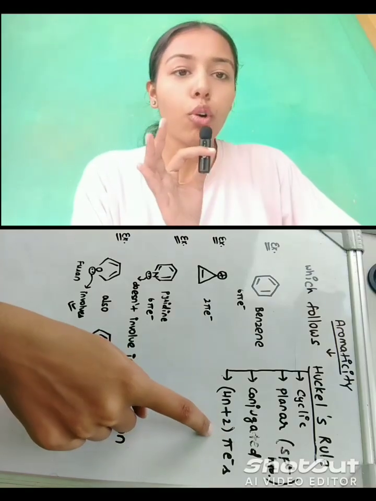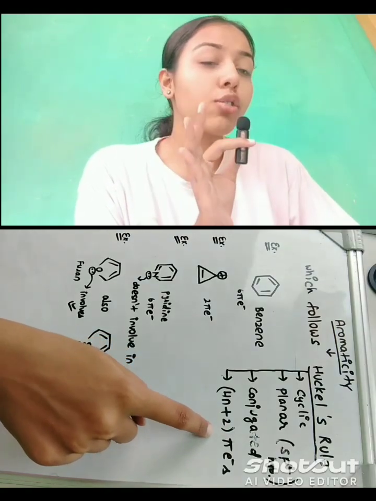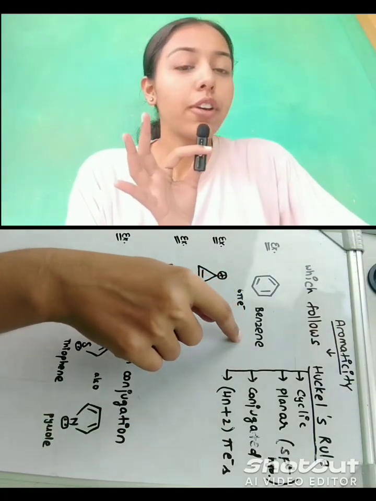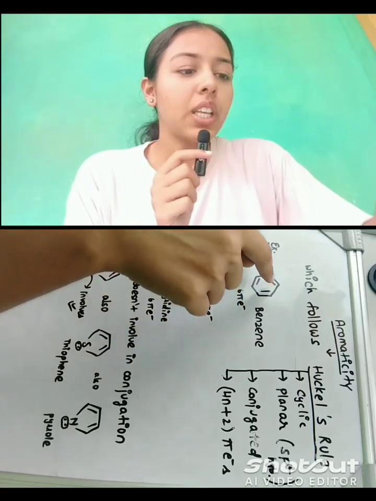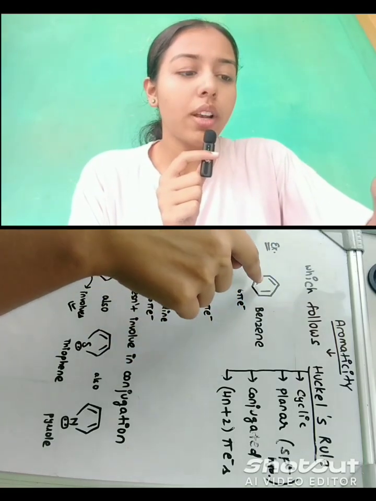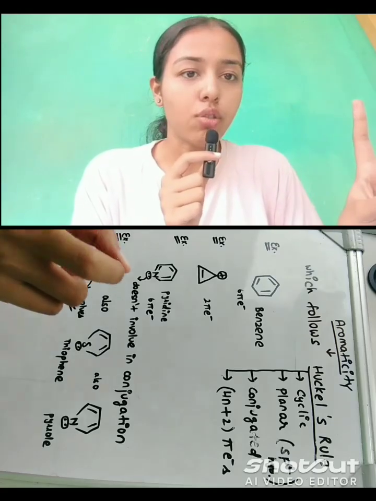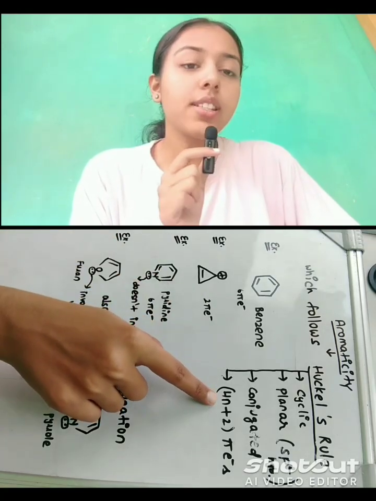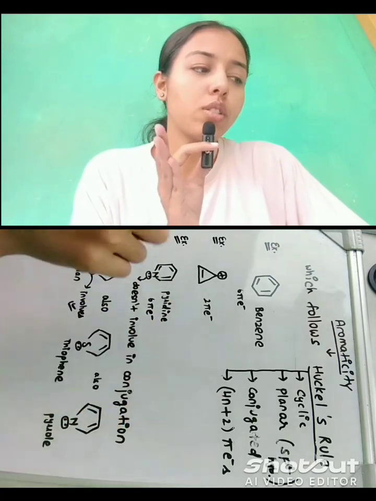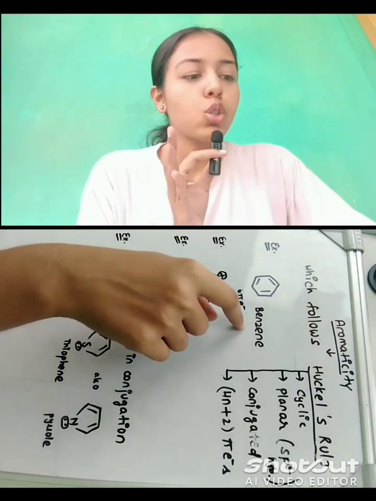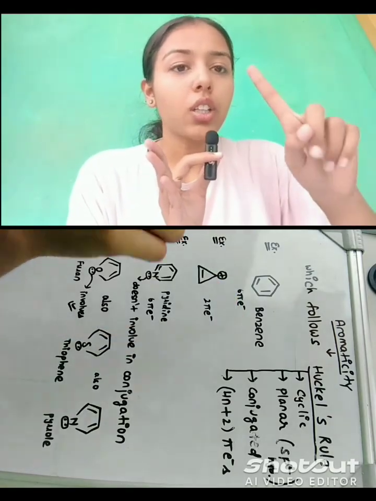Now it should also follow the 4n plus 2 pi electron rule, for example benzene. Here you have 1, 2, and 3 pi bonds, which means 6 pi electrons. So if you put n equal to 1, then 4 plus 2 is equal to 6. So benzene is an aromatic compound.